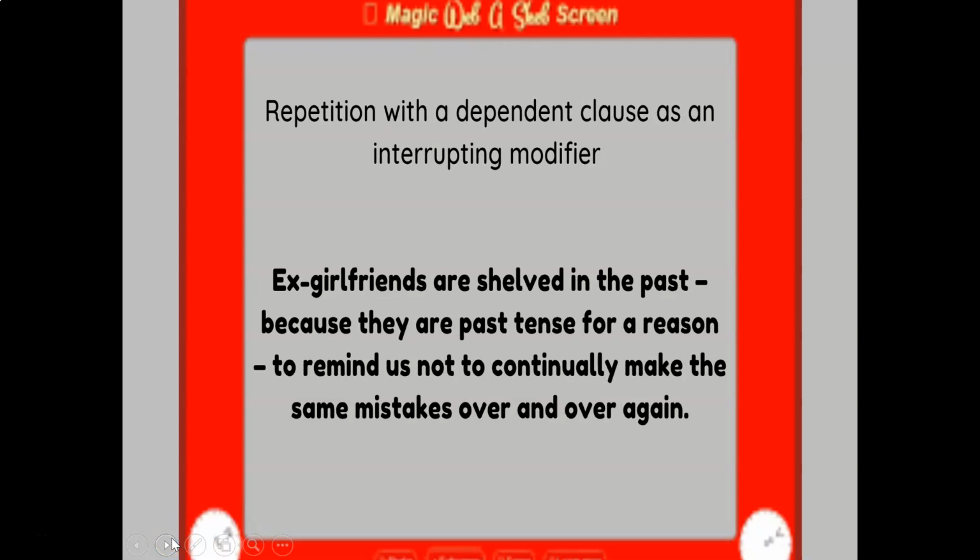Repetition with a dependent clause as an interrupting modifier. So here's my model sentence. Ex-girlfriends are shelved in the past, dash, because they are past tense for a reason, dash, to remind us not to continually make the same mistakes over and over again. So this kind of stutter, stop, start rhythm and flow is nice to have in a composition, in a piece of expository writing every now and then.